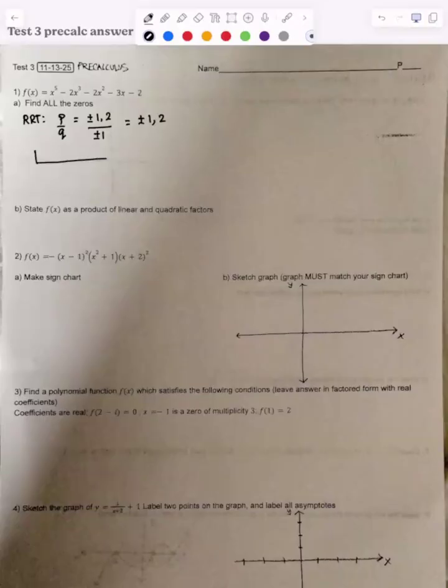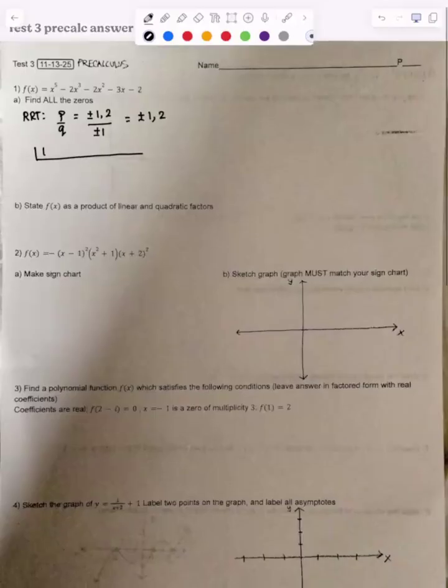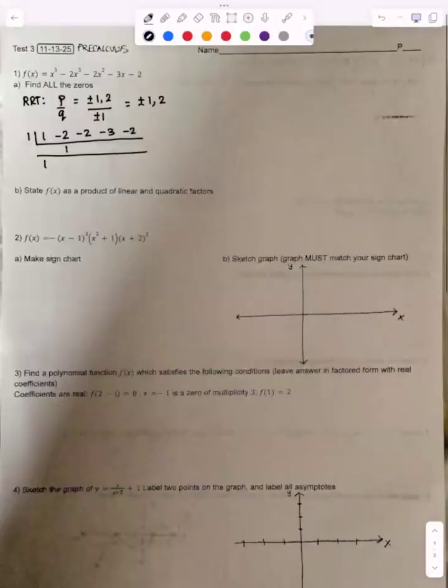So let's try which one works. Best is to do it synthetically. So put the coefficients of the polynomial. If there's any degree of x missing, remember to put a 0. It's 1, -2, -2, -3, and -2. Let's try 1. Bring down the 1, multiply. Oops, put it on the next column and add.